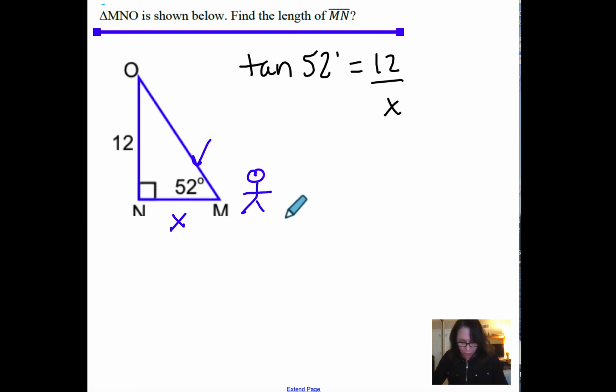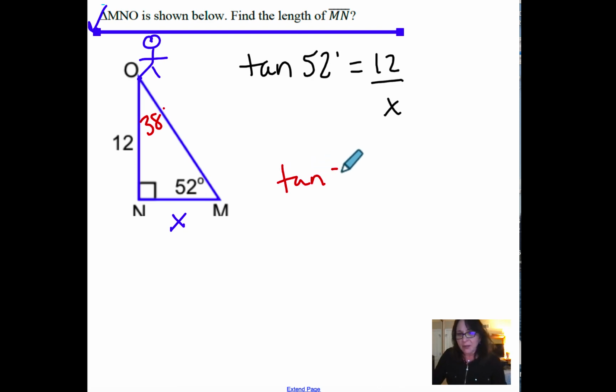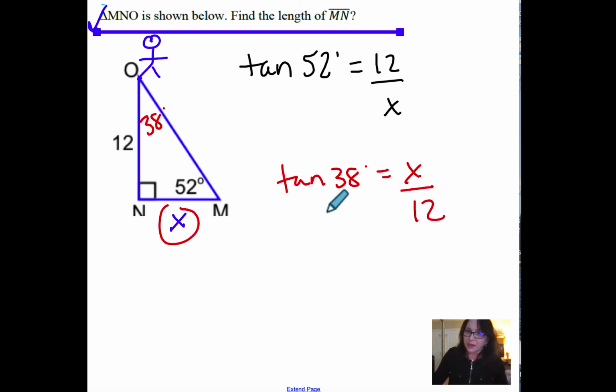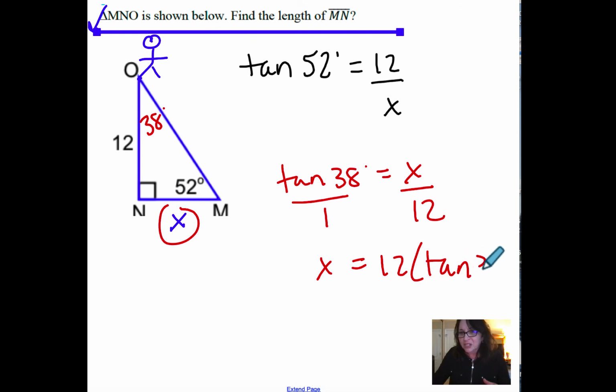Now, also, option 2 is, you know that 90 minus 52 is 38 degrees. So realistically, we could also move ourselves over here to this angle right here. And by moving to that angle, we could also use tangent of 38 degrees is equal to the opposite side over the adjacent, so x over 12. And by just cross multiplying, we get x equals 12 times tangent of 38.